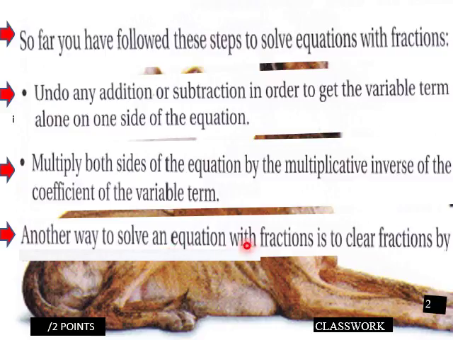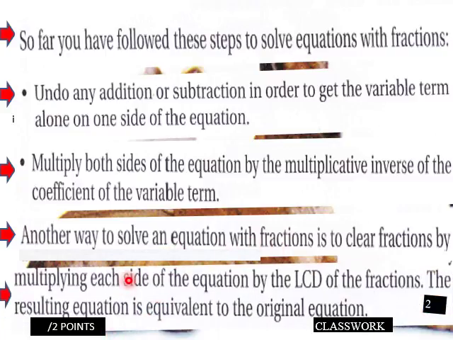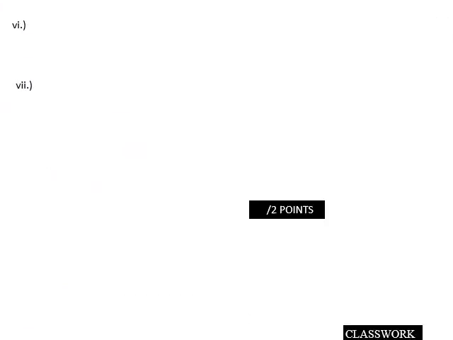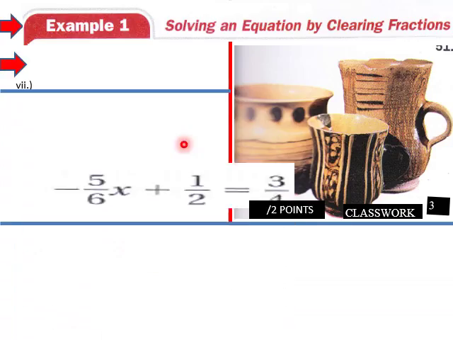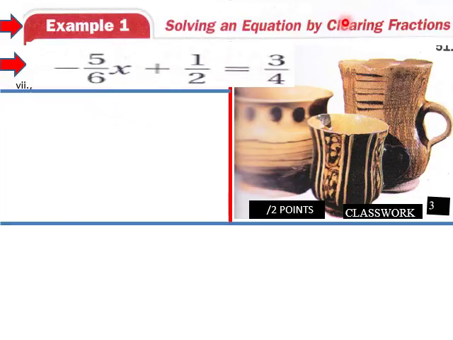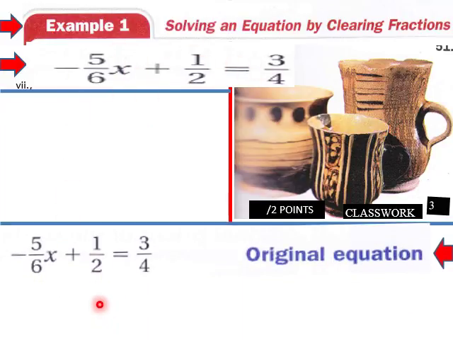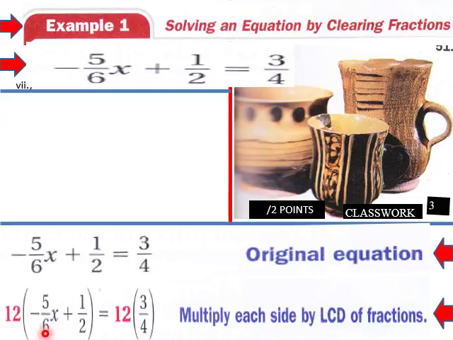Another way to solve an equation with fractions is to clear fractions by multiplying each side of the equation by the LCD of the fractions. The resulting equation is equivalent to the original equation. So here's an example. We have a bunch of fractions. What do we do? We multiply by our LCD of 6, 2, and 4, which will be 12. So multiply both sides by 12 over 1, and this will clear your fractions out.